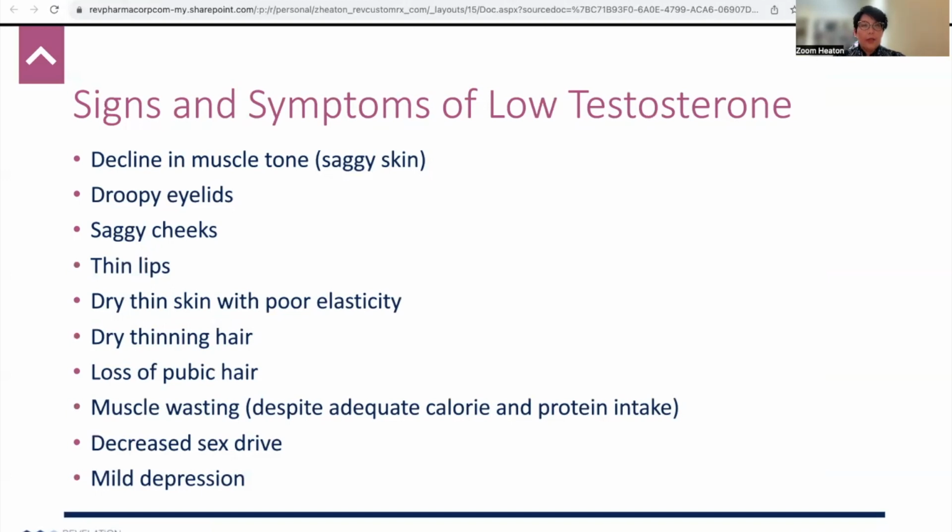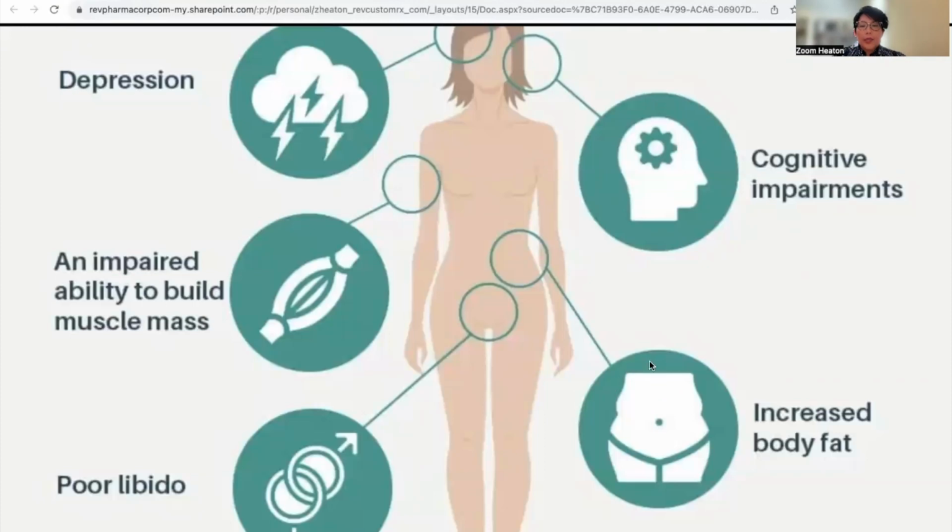And you add sarcopenia into that as we age, we have muscle wasting, and that's not really good because it really creates a weaker frame. We end up not being healthy at all. Decreased sex drive, mild depression, and everything pretty much was mentioned. And of course, increased body fat is the other thing.